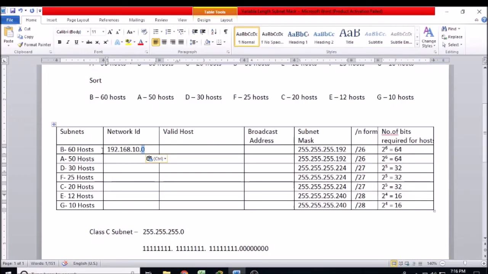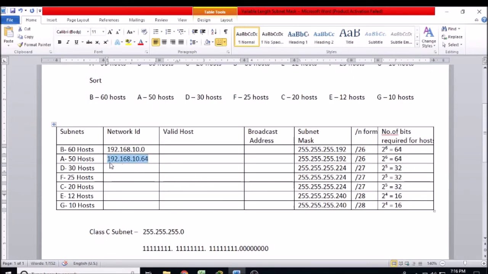So for the first subnet we have given it as .0. For the second subnet, what you have to do is just add to the 0 the number of bits required for host. It is 2 power 6, it is 64, right? So your network ID is .0 plus 64. Got it?